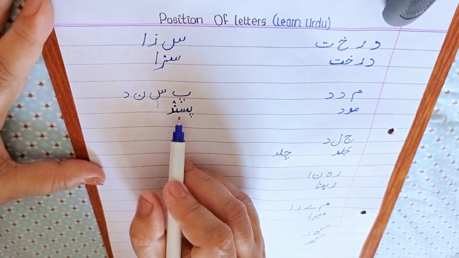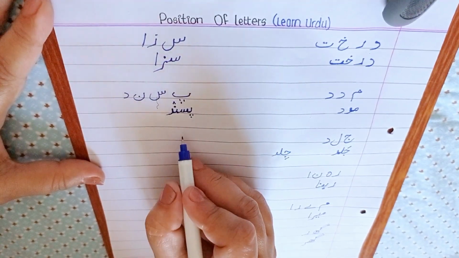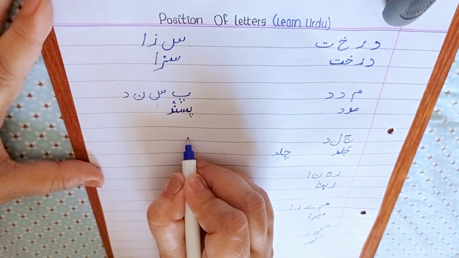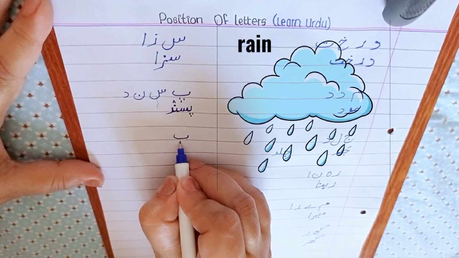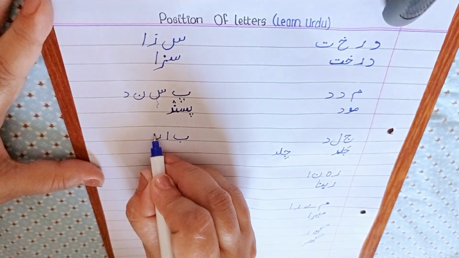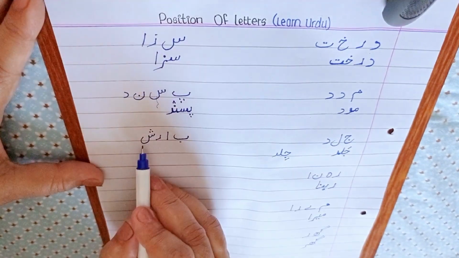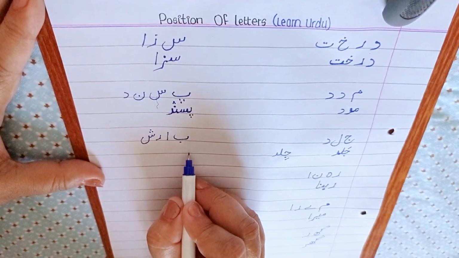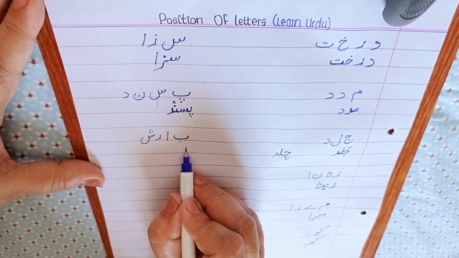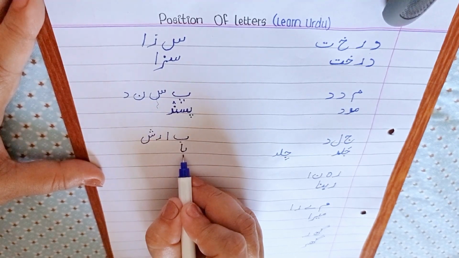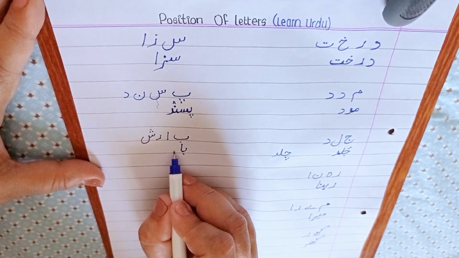Now the last word I will write is when seen or sheen comes as the last letter. So this word I will write with sheen. Like the word is barish. Be, alif, ba, re, sheen. Barish. Now sheen is the last letter, and sheen is also in the pair of seen. Be, short form of be, and we will connect it with alif. We'll put one dot of be. Two letters we have connected, ba.